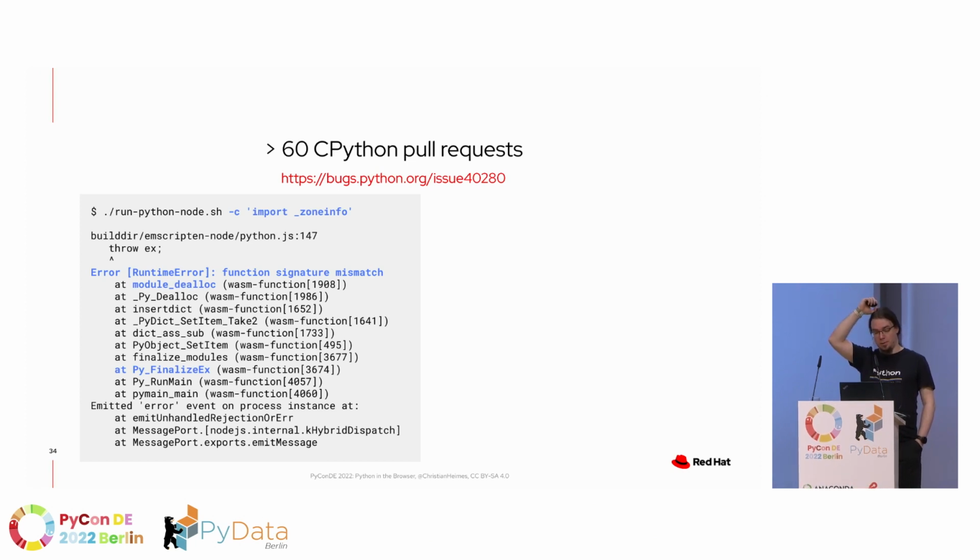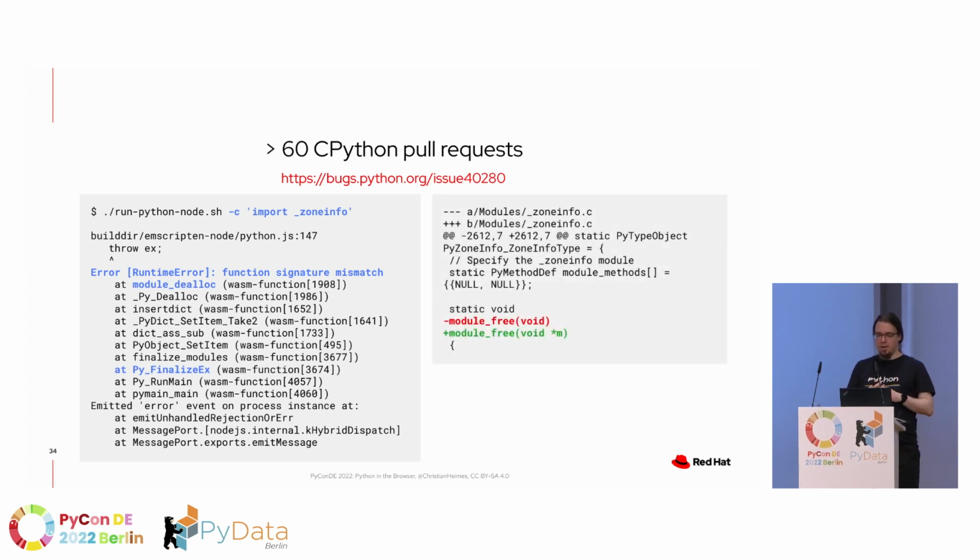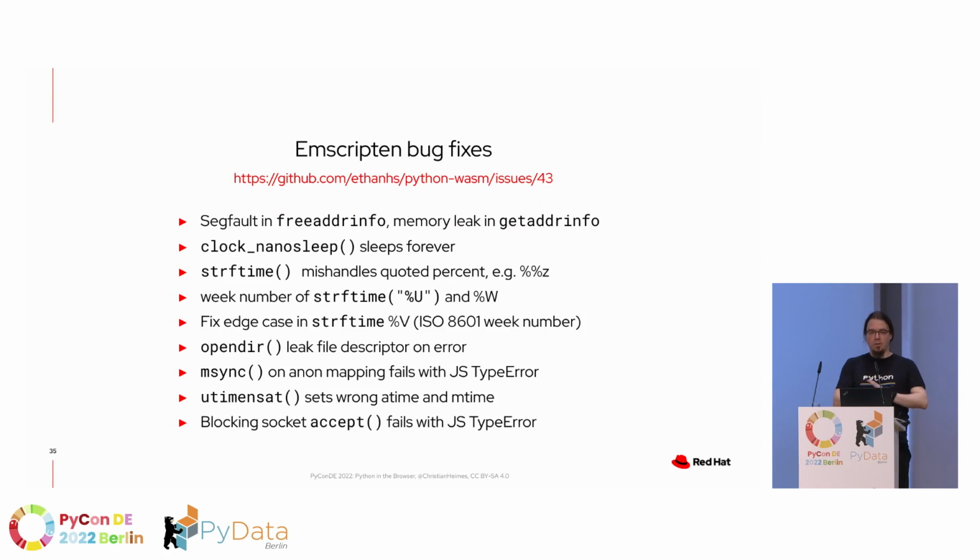A function signature mismatch. I don't want to get into too much detail. This was like 2 days' work for this small change. You can read that up on the ticket. WebAssembly is an interesting platform with several interesting properties in how it works. We also fixed a lot of bugs in the actual Emscripten package. It turns out that CPython is a very good test suite for POSIX compliance.